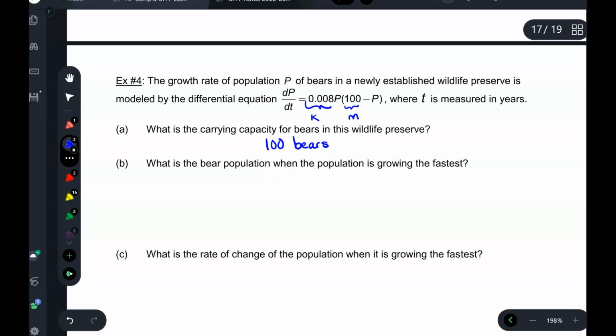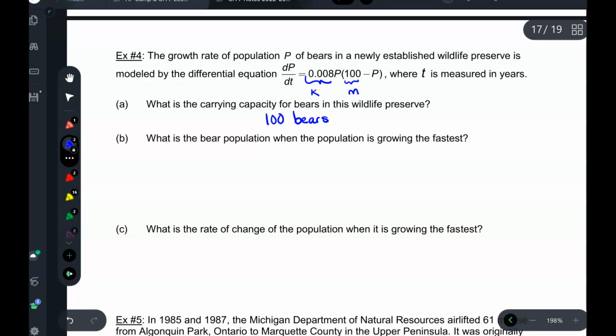Okay, what is the population when the population is growing the fastest? How do we say fastest? Okay, hold on. It's when it's increasing the most, so that means we're going to do the derivative. This is the rate of growth. We want to know when is that growth the fastest, so we want to do the second derivative.